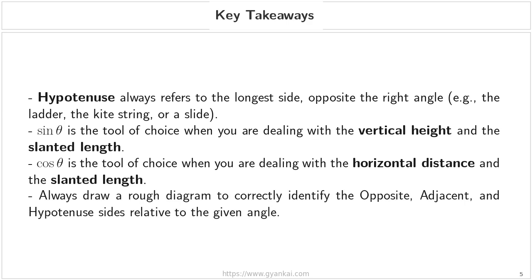Finally, I cannot stress this enough. Always start by drawing a rough diagram of the scenario. By sketching the triangle, you can clearly and correctly identify which side is the opposite, which is the adjacent, and which is the hypotenuse relative to your given angle. This simple step will prevent many of the common mistakes we are about to discuss in the next slide. All right, let's take a moment to recap everything we have covered in this lesson so that you have a clear summary to take away.